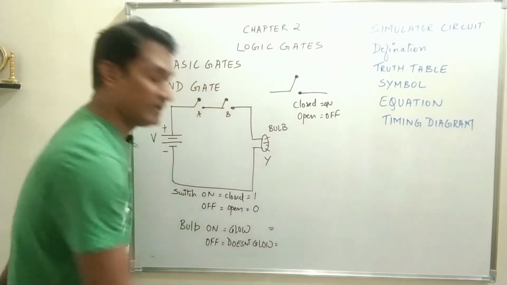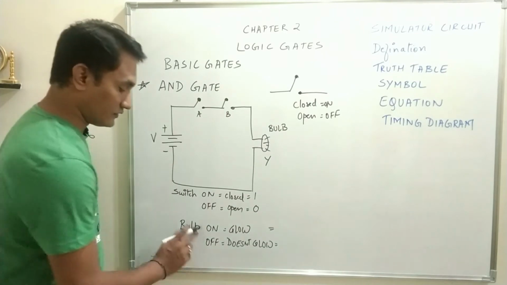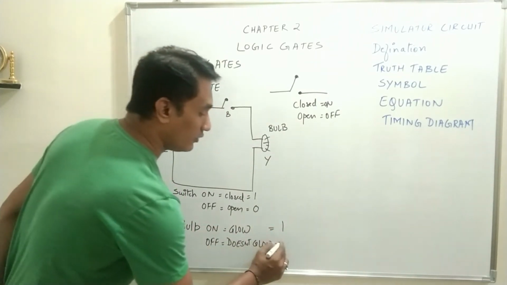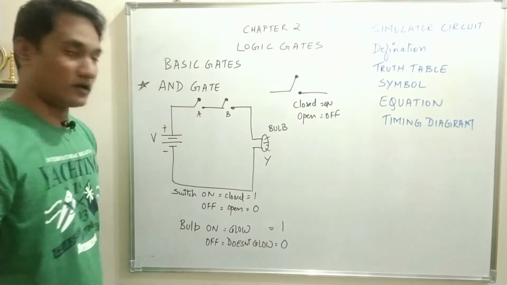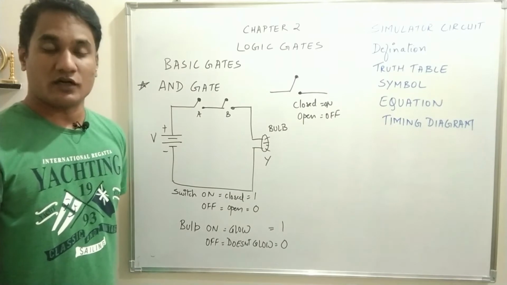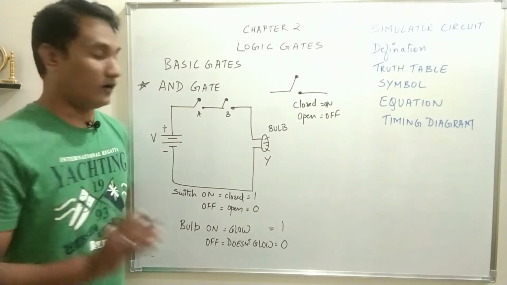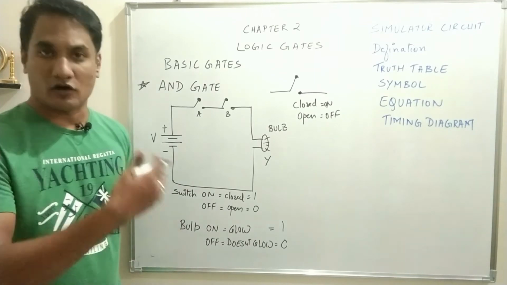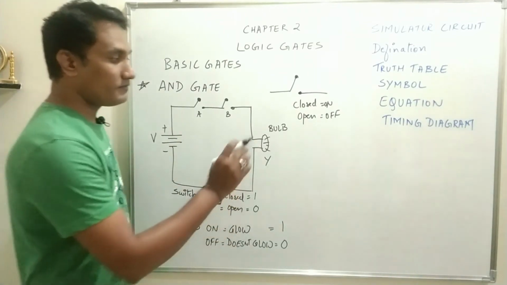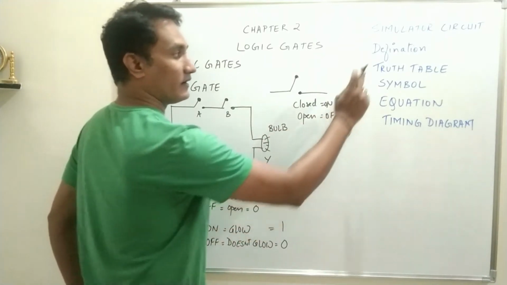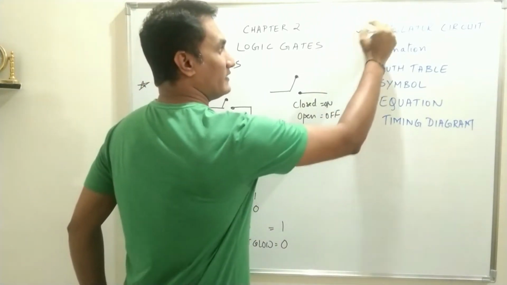So we will again give 2 binary combinations. Say when the bulb is on, the output is 1. When the bulb doesn't glow, the output is 0, or when the bulb is off, the output will be 0. That is the basic consideration for all the gates, AND gate, OR gate and NOT gate, and all the derived gates also. Now on the basis of this, we can write the truth table. We are done with the simulator circuit.